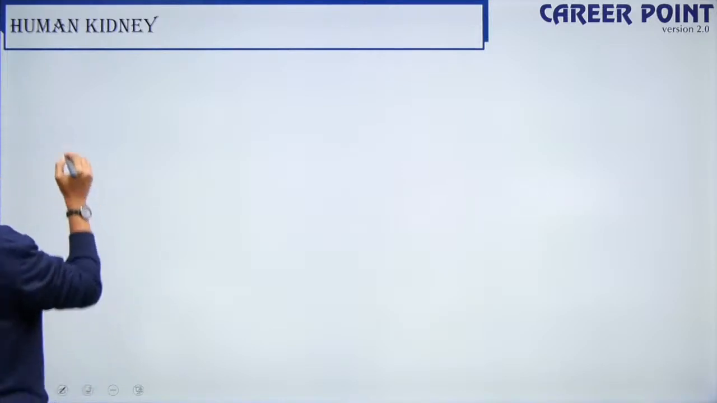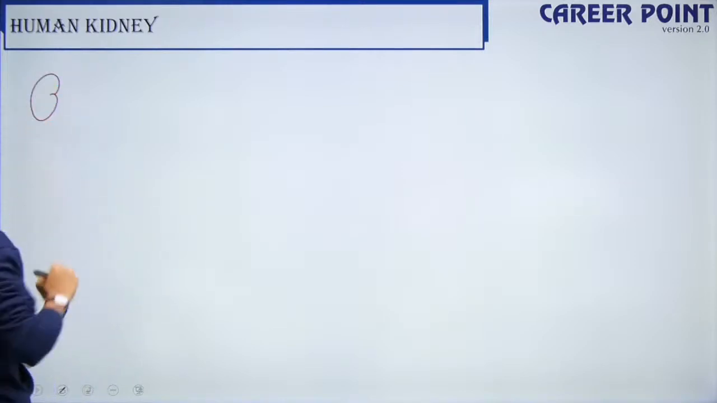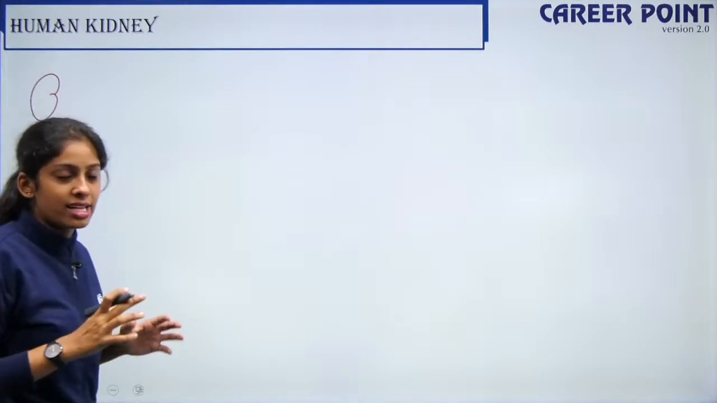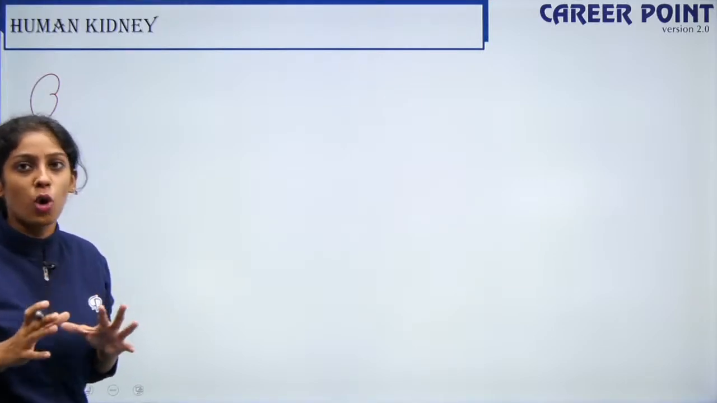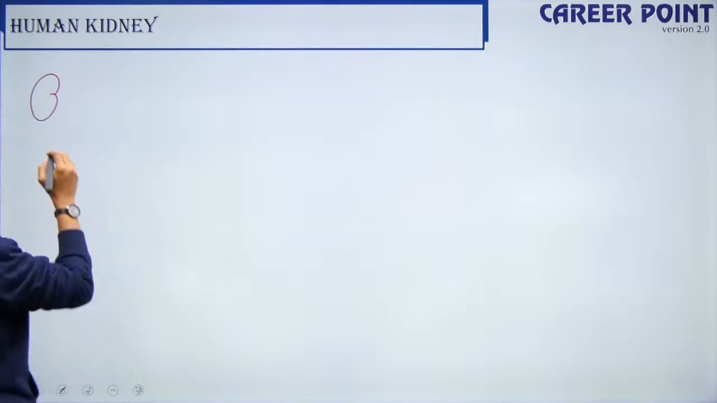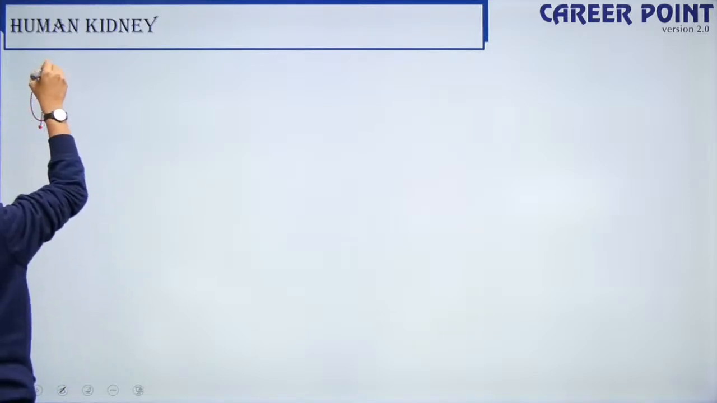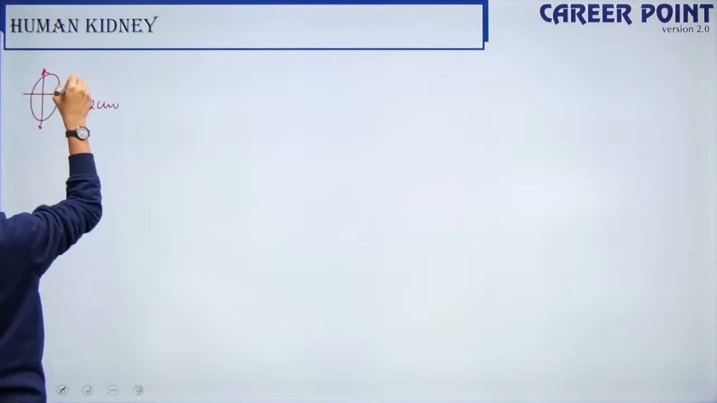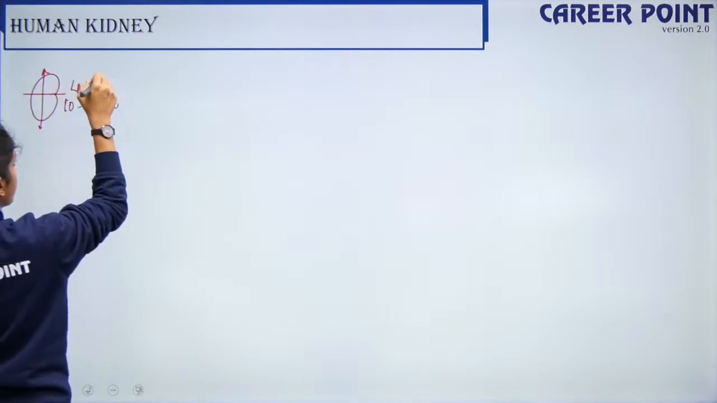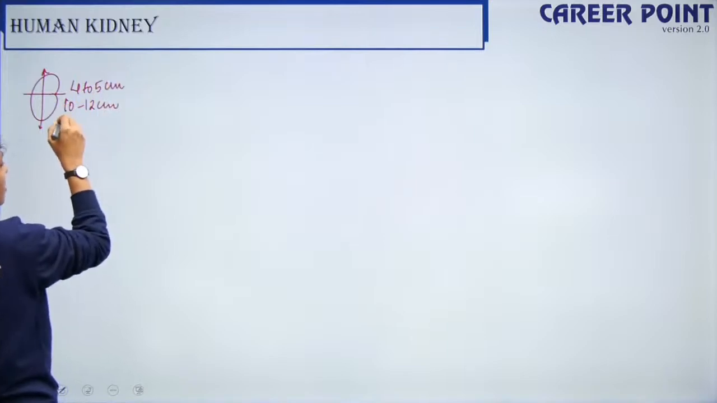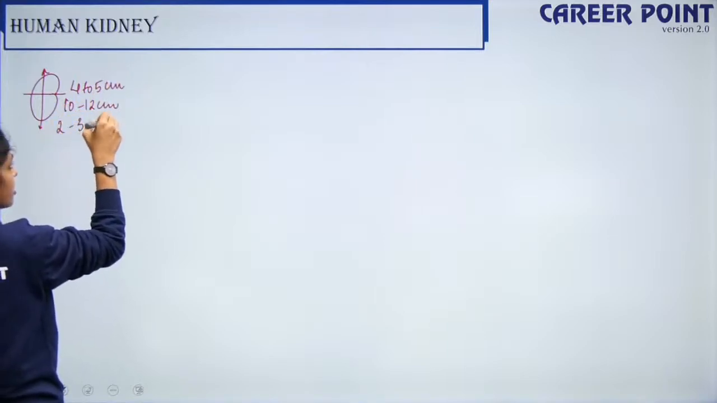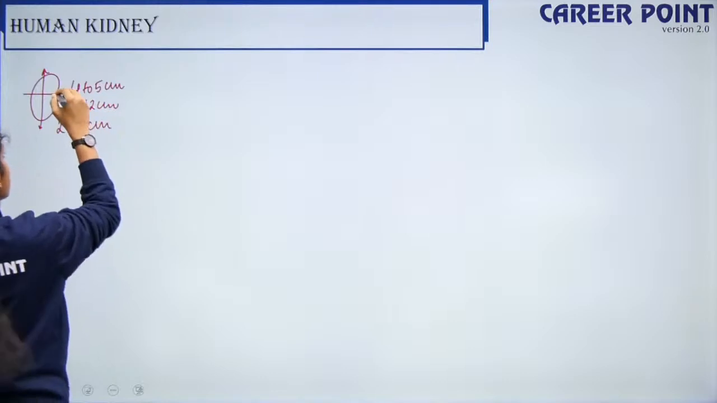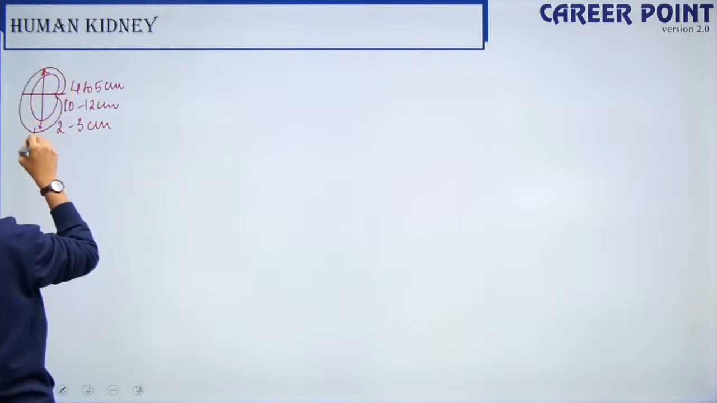Yes? Fine. So the human kidney is bean shaped and it is located in the last thoracic cavity, and it is attached to the wall of the abdominal cavity. We have a pair of kidneys. The length is 10 to 12 centimeters, the width is 4 to 5 centimeters, and the thickness is 2 to 3 centimeters. So this is the kidney. The kidney is covered by a tough capsule.